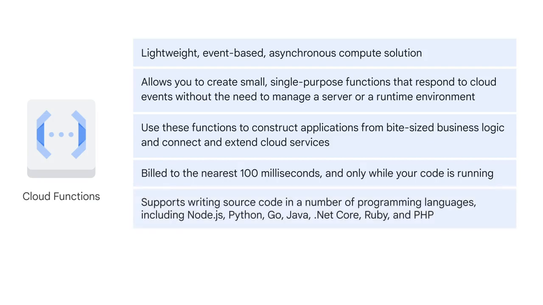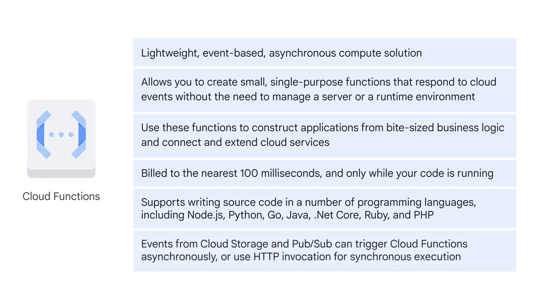Cloud Functions supports writing source code in a number of programming languages. These include Node.js, Python, Go, Java, .NET Core, Ruby, and PHP. For more information about the supported specific versions, refer to the runtimes documentation. Events from Cloud Storage and Pub/Sub can trigger Cloud Functions asynchronously, or you can use HTTP invocation for synchronous execution.